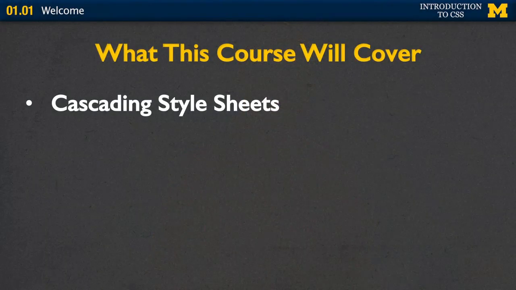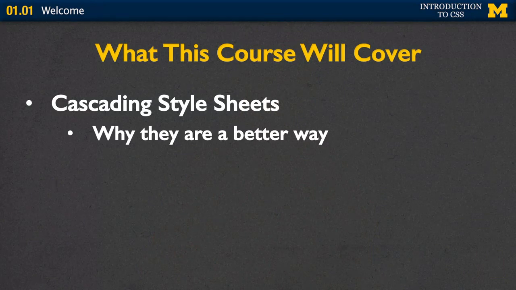In the next 4 weeks, we're going to learn how to take plain, simple HTML5 code and turn it into something really beautiful. So what will we be doing over the next 4 weeks? Well, the main focus will be on learning about cascading style sheets. We're going to talk about why they are a better way to style than what people used to use in the early 2000s and late 1990s.